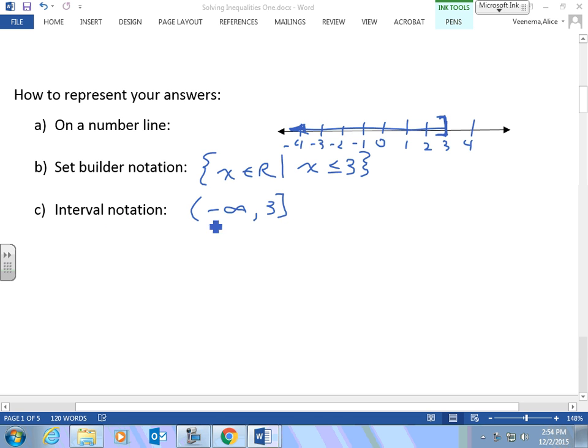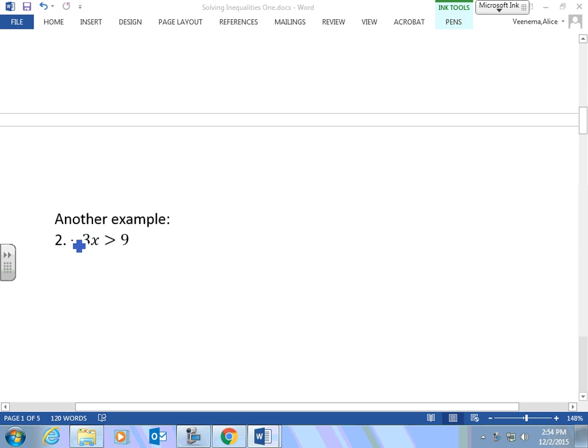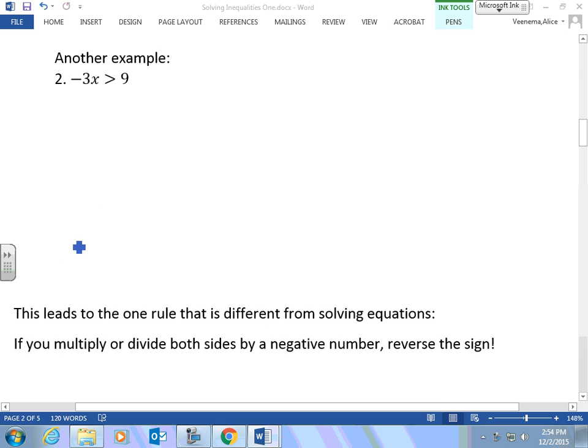So let's take a look at another example of solving an inequality. I have -3x is greater than 9. If I want to isolate that x, I could divide both sides by -3, and I would end up with x is greater than -3. Is this correct?